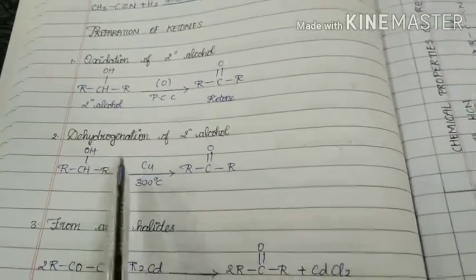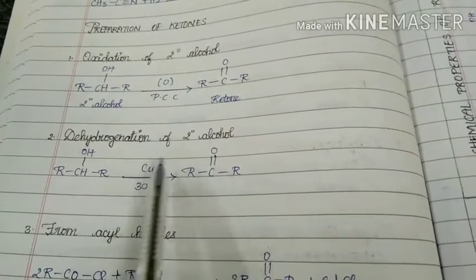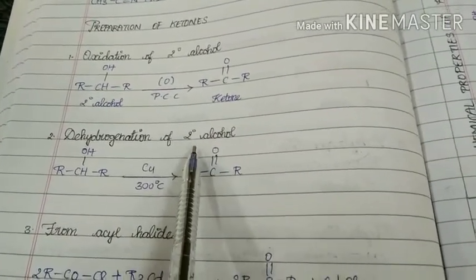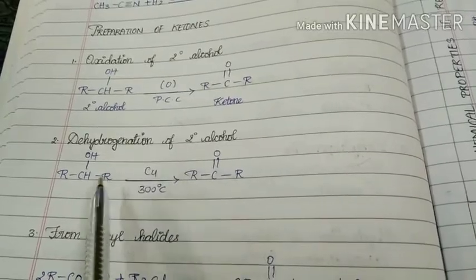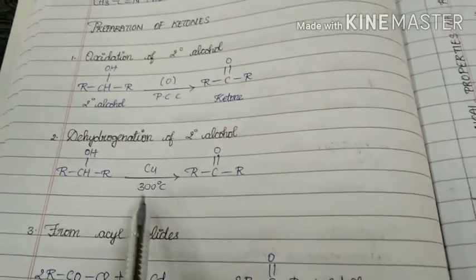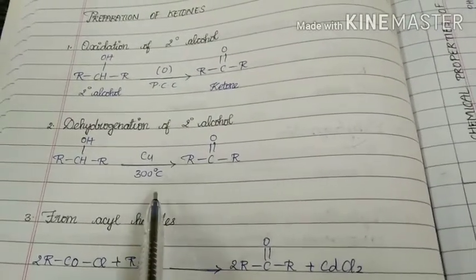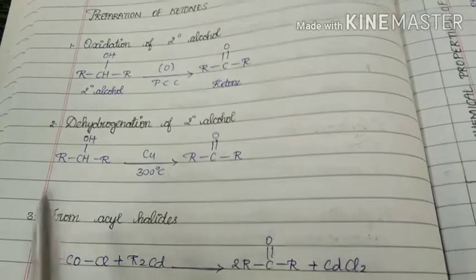Next, in that case, we took primary alcohols for dehydrogenation. Here we take secondary alcohols for dehydrogenation. When secondary alcohols undergo dehydrogenation in the presence of copper at 300 degrees centigrade, we get ketones. That is about the manufacture of ketones from secondary alcohols.